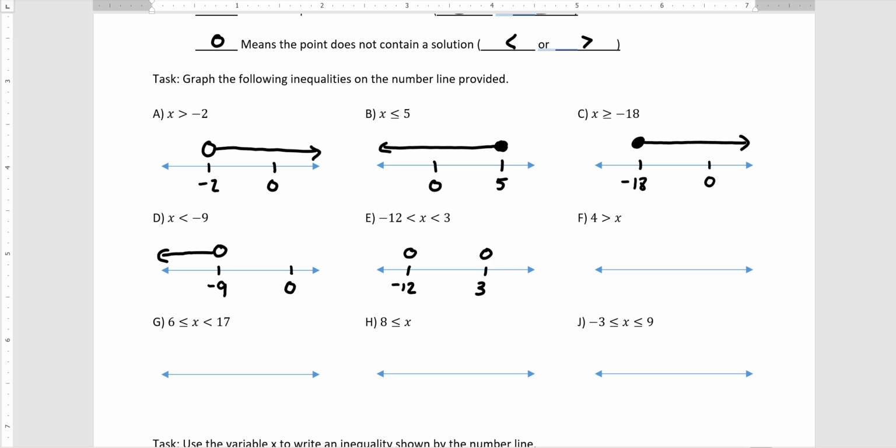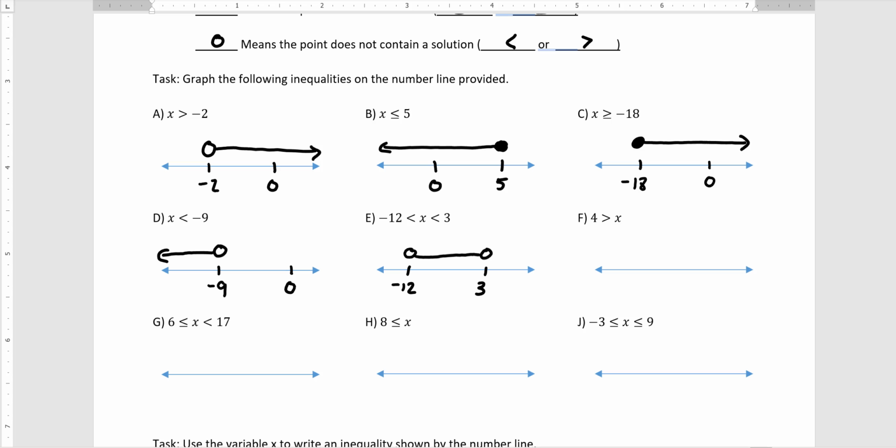Now x is between -12 and 3, which means my values, I'm going to draw that line that connects those open circles like so. And this shows me that -12 is less than x, -12 is the lowest it can be, and x is less than 3. 3 is the highest it can be. All right, last one we'll do together here.